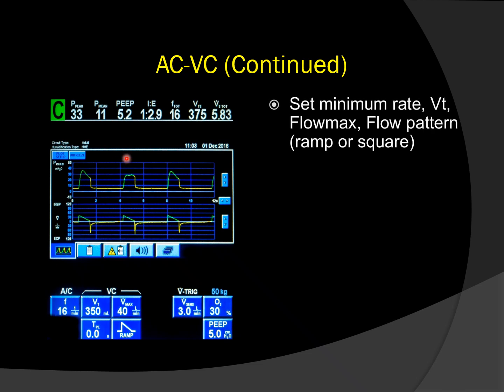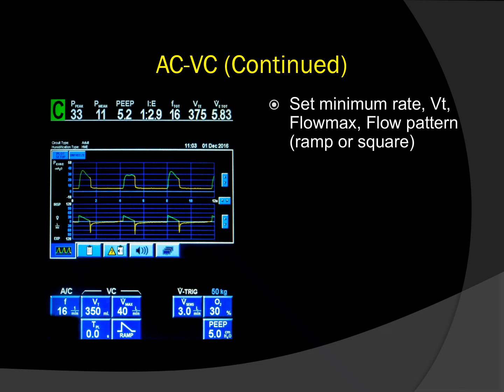So in this example, the patient is on AC/VC mode. We've set the machine at a target tidal volume of 350. That's actually the set tidal volume. And we set the flow pattern to a ramp. It's prescribed. We set the maximum flow. So we say it's going to flow in up to 40 liters a minute and then flow down to 0 to deliver 350. We are actually setting the flow pattern.